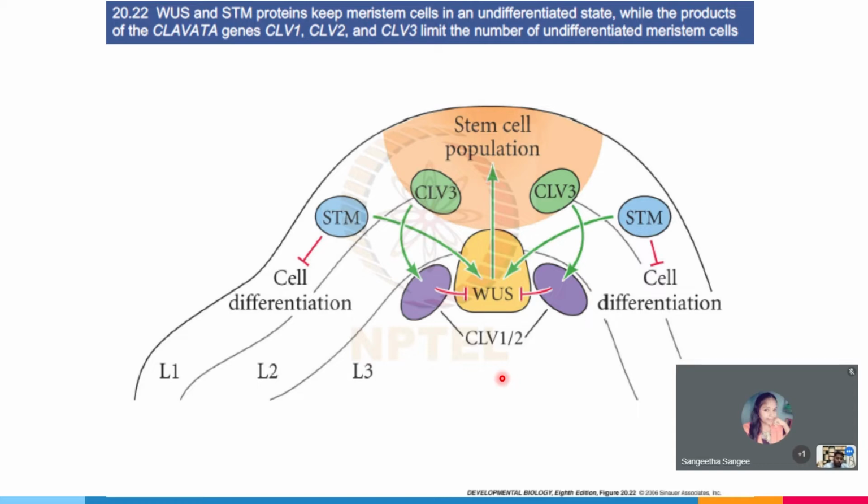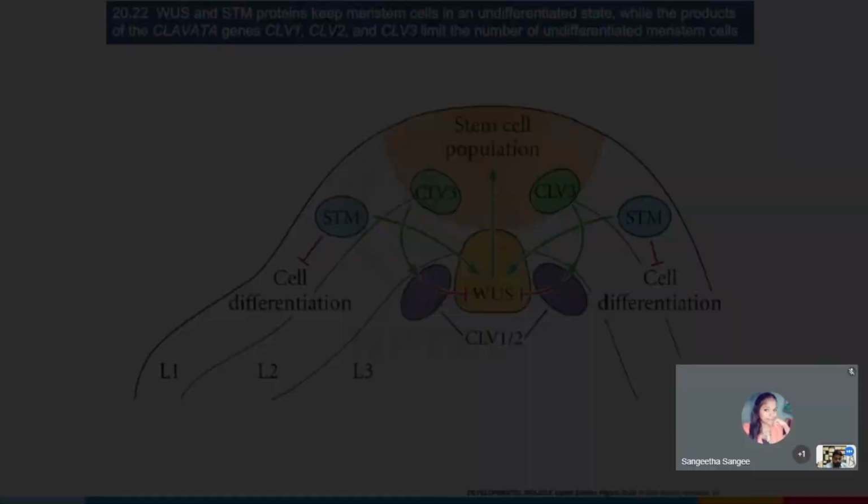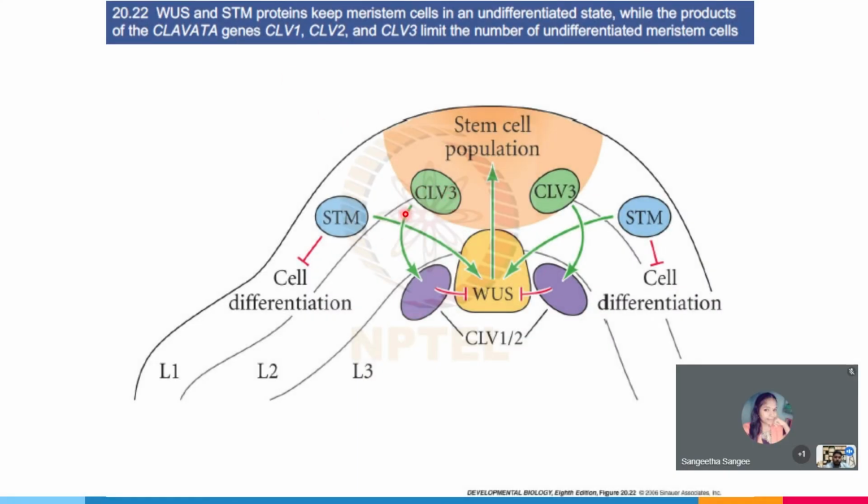So this is what is occurring right here. And from this particular solution slide, we can try and understand the next one, in which we can see the effect of various clavata mutant phenotypes. So let us go back and understand what clavata does.